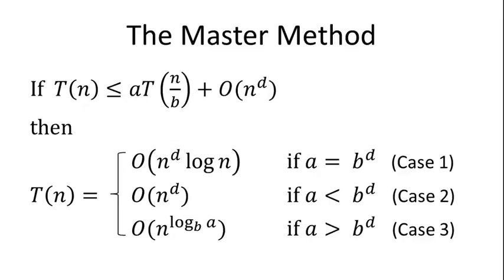In case 2, the number of recursive calls, A, is strictly smaller than B to the D, then we get a better running time upper bound of O of n to the D, and when A is bigger than B to the D, we get this somewhat funky looking running time of O of n raised to the log base B of A power. We'll understand where that formula comes from a little later. So that's the master method. It's a little hard to interpret the first time you see it, so let's look at some concrete examples.